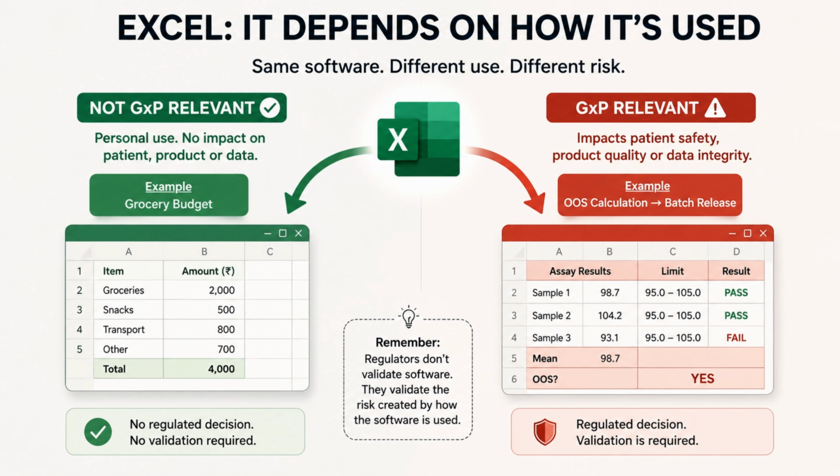Or assume you are using Microsoft Excel to calculate a potency value to get the final concentrations or some other values which can directly impact patient safety. Then suddenly it becomes a very much relevant GxP system. Same software, right? But different level of risk. Regulators don't validate the software. They validate the risk created by how the software is being used.